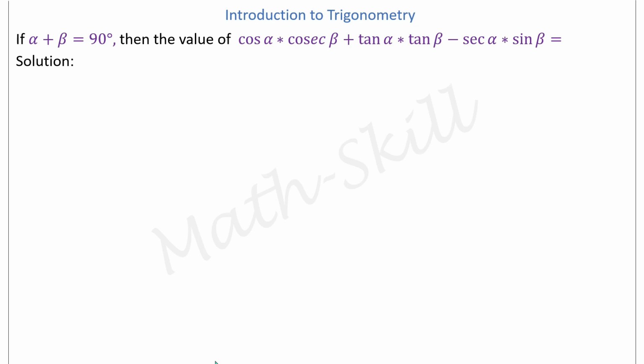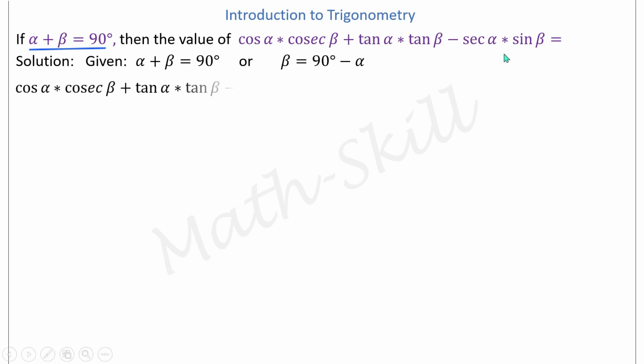So here it is given that alpha plus beta is equal to 90 degrees. Let's note down the given data: alpha plus beta is equal to 90 degrees, or beta is equal to 90 minus alpha. Upon transposing plus alpha to the RHS, it would be minus alpha. Therefore, beta is equal to 90 minus alpha.